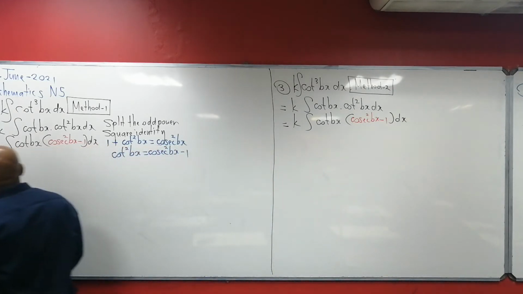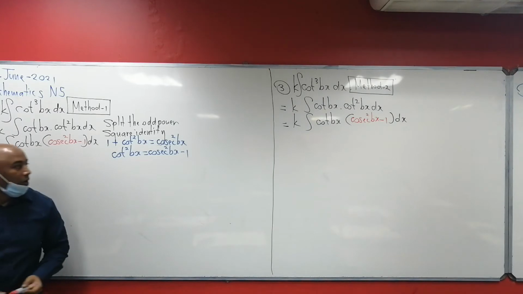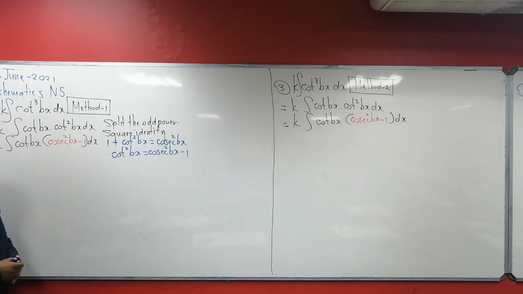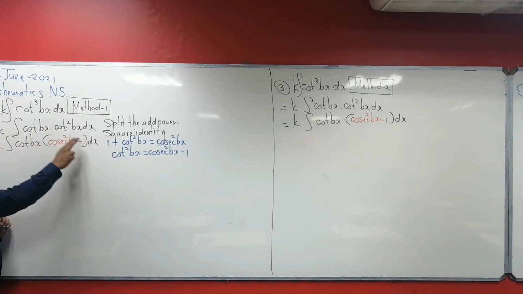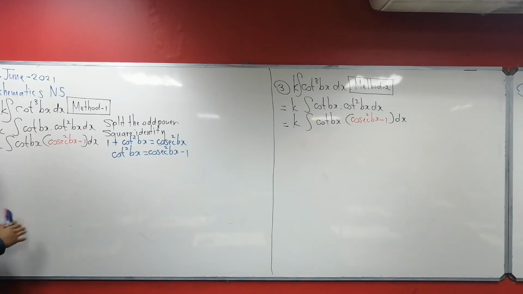Now, here is where things change. From here onwards, method number 1. What we're going to do is separate this into two different problems. I'm going to remove the brackets here completely. So what do I mean? I'm going to multiply k cot times cosec squared, and then k cot times minus 1. I'm removing the brackets. So let's see what happens now.